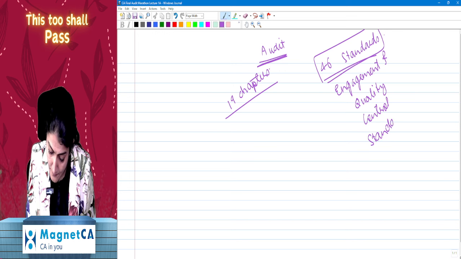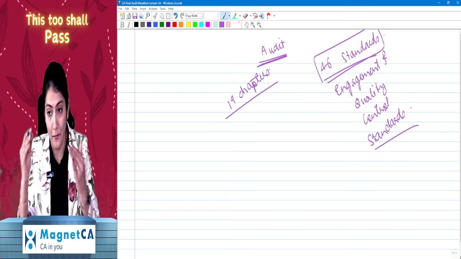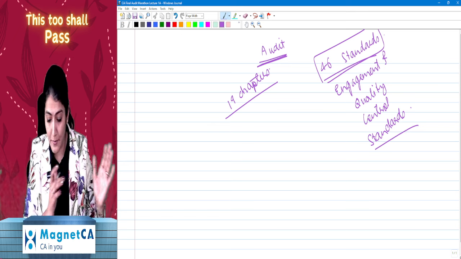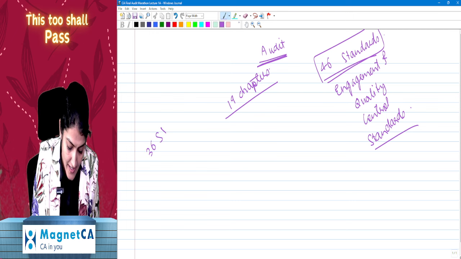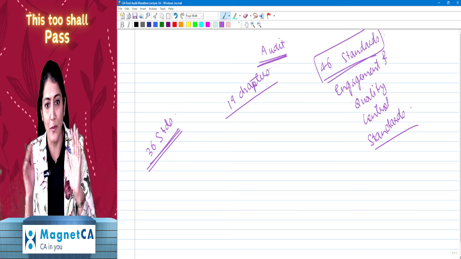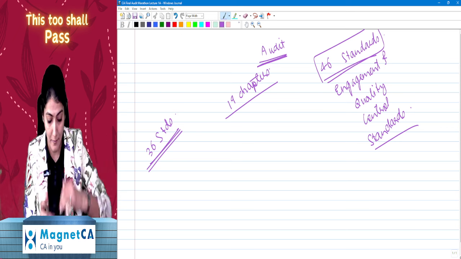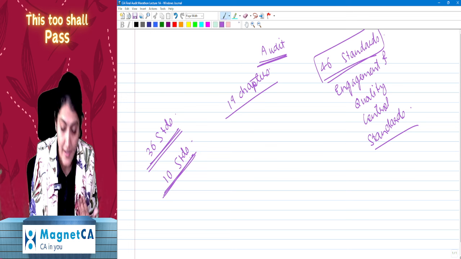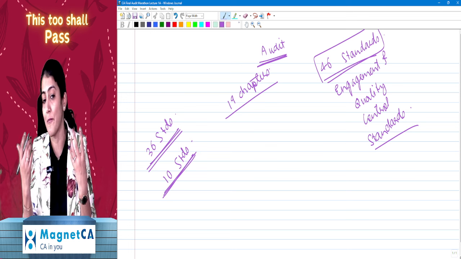One big change which you need to be aware of is that up to the November 23 attempt, it used to be 36 standards which were applicable for your exams. So 10 standards were not applicable. But now these 10 standards also have been made applicable for your May 24 exam onwards.